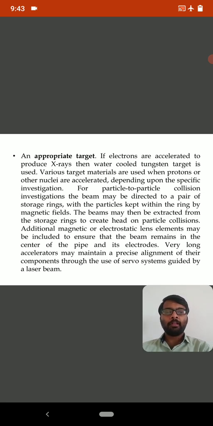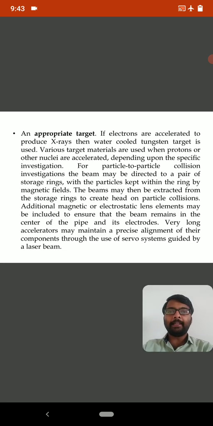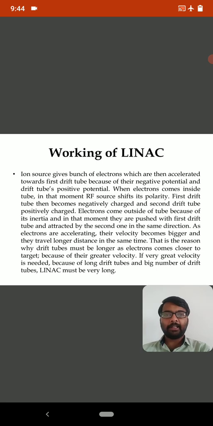In the same way, in order to study the collision between two particles, these beams which are extracted from the linear accelerator will be directed towards a pair of storage rings. In that storage ring, these particles will be kept with the help of magnetic field, and after that these beams will be extracted from the storage rings to create head-on particle collision. So in general, depending upon our experimental requirements, we can make use of different types of targets. So this is about the construction of the linear accelerator or the LINAC. Then how does this linear accelerator work?